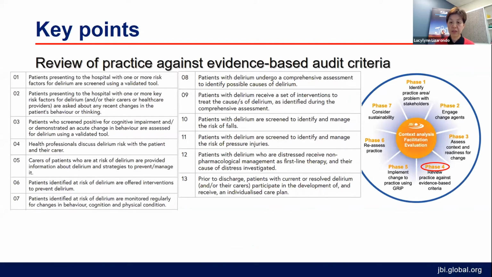For phase 4, which is reviewing practice against evidence-based audit criteria, we as facilitators summarized delirium clinical guidelines as well as the clinical care standards, and distilled them into audit criteria, as you can see from the slide. A baseline audit was then undertaken against these audit criteria in the participating wards, which were known to represent patient groups at high risk of developing delirium. That included ED, a specialty medical unit, hematology and bone marrow transplant, palliative care, heart and lung stream critical care wards, rehab, mental health emergency services, and an acute aged care ward.